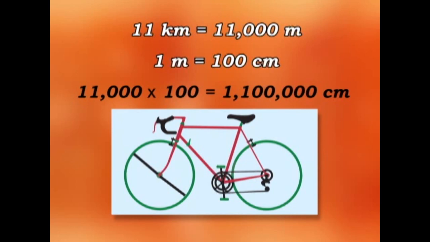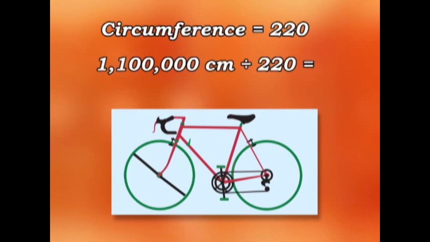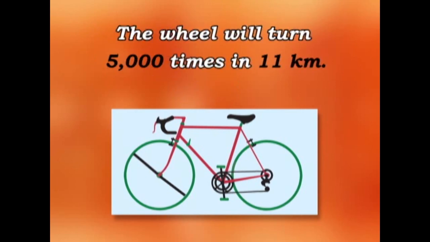1,100,000 centimeters. We know the circumference of the wheel is 220 centimeters, so we divide that number by 220 like this. 1,100,000 centimeters divided by 220 equals 5,000. So the wheel will turn 5,000 times in 11 kilometers.